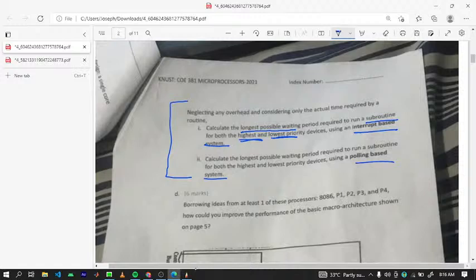I want to cover a lot, instead of going through the slides, and this question gives you an idea of what can come. Let's move on. Calculate the longest possible waiting period to run a subroutine for the highest and lowest priority device using a polling based system.